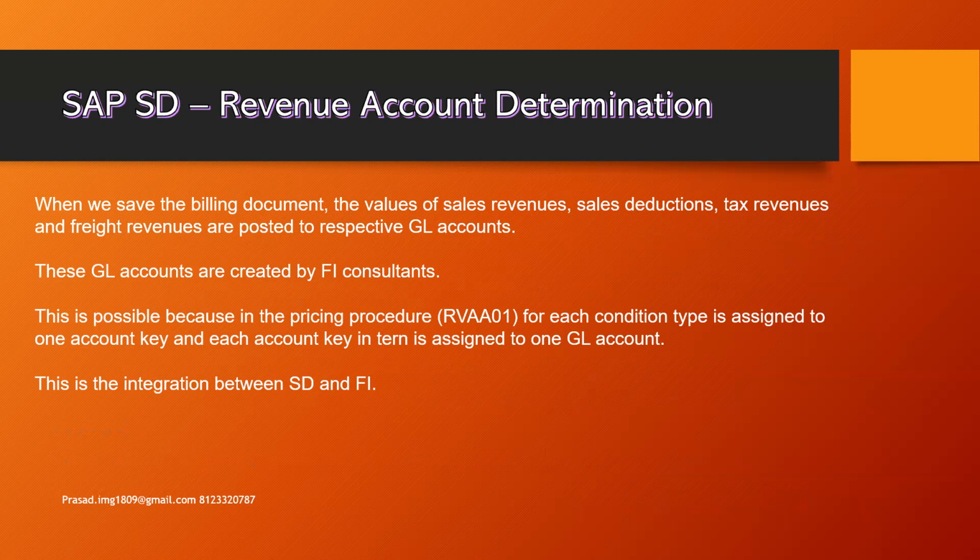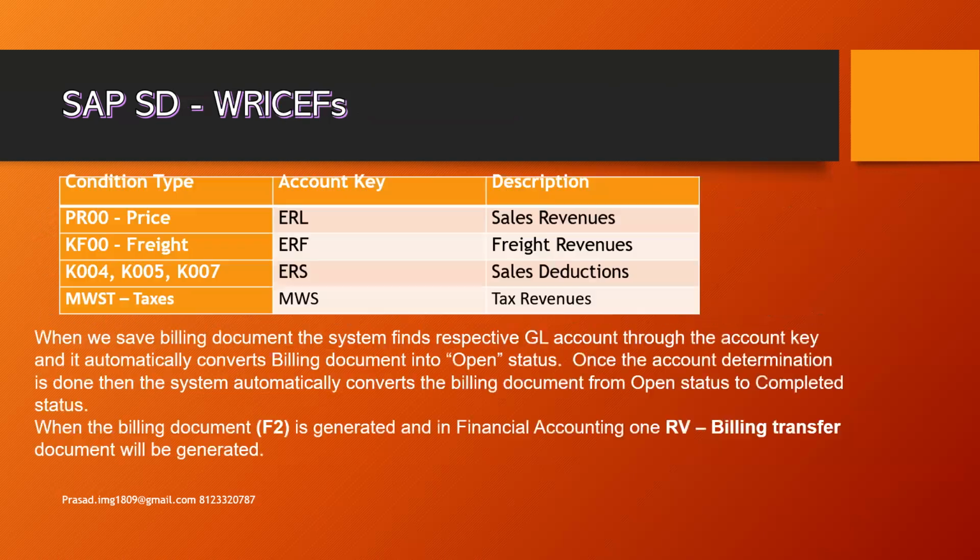However, this is possible because in the pricing procedure, whether it is a standard pricing procedure or a customized pricing procedure, each and every condition type is assigned to one account key. And each account key in turn is assigned to one GL account. So this is the SD and FI integration during the pricing procedure determination. We might have seen it already.